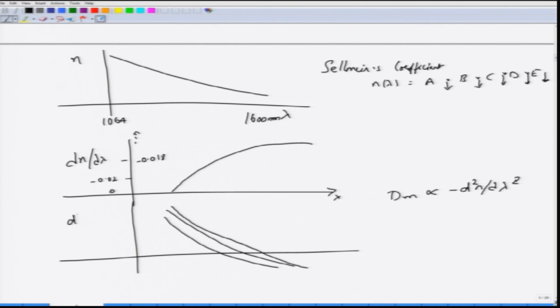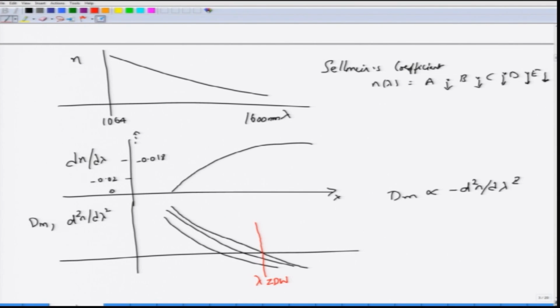You observe one thing over here, you have d square n by d lambda square or equivalently Dm, because they are proportional to each other. Consider any one of those curves, there is a certain critical lambda which you can call lambda ZDW. At this lambda ZDW, the material dispersion has gone to 0, correct, which means that there won't be any pulse spreading if you were to send only one wavelength signal at this zero dispersion wavelength. And if you send in a pulse with a very narrow bandwidth around this zero dispersion wavelength, then because the dispersion itself is very small around that region, there won't be significant material dispersion caused pulse broadening.